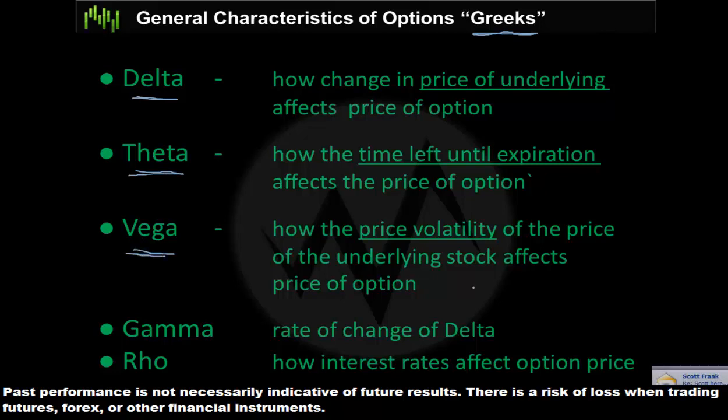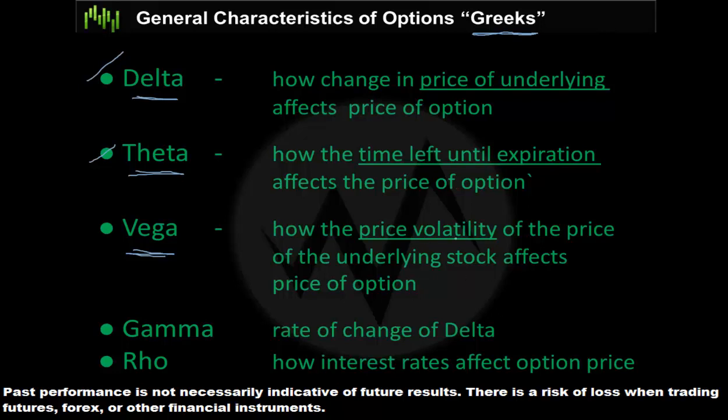I put vega here because this is actually very important. But the two that we're going to talk about tonight are delta and theta. Delta is basically how the change in the price of the underlying affects the price of the option. That is important. And then the second is theta. That describes how the time left until expiration affects the price of the option. Those are the two that I want you to focus on.